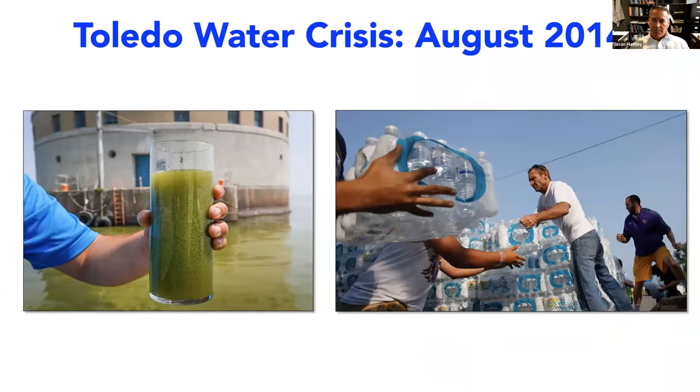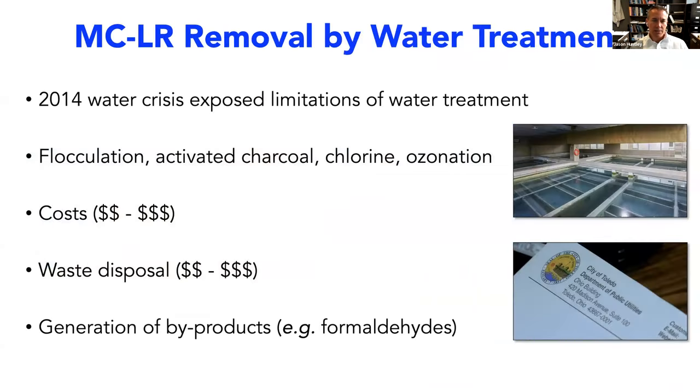So the Toledo water crisis happened. And again, my lab was studying bacterial pneumonia, but this really hit home for all of us. And I think what it really did for Toledo and the nation was reveal the fact that there are limitations to water treatment. I love living here in Toledo. We actually have amazing water. And I know the city of Toledo does a great job of delivering millions of gallons of clean drinking water every single day. But 2014 revealed that the current processes, which include flocculation, that's taking particles and coagulating those and removing those, using activated charcoal to remove taste and odors, and chlorine to disinfect the water.